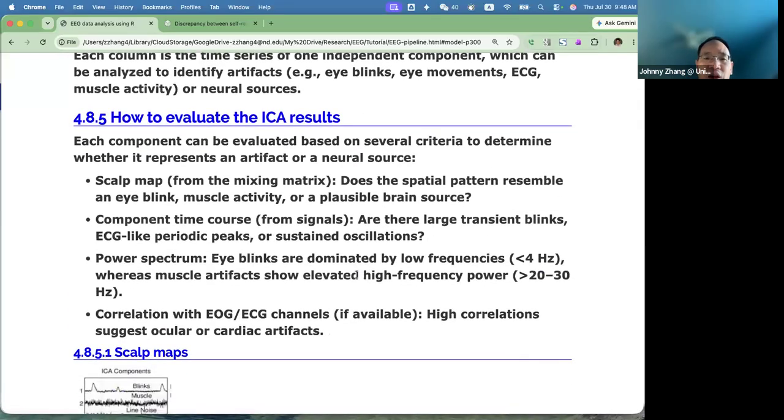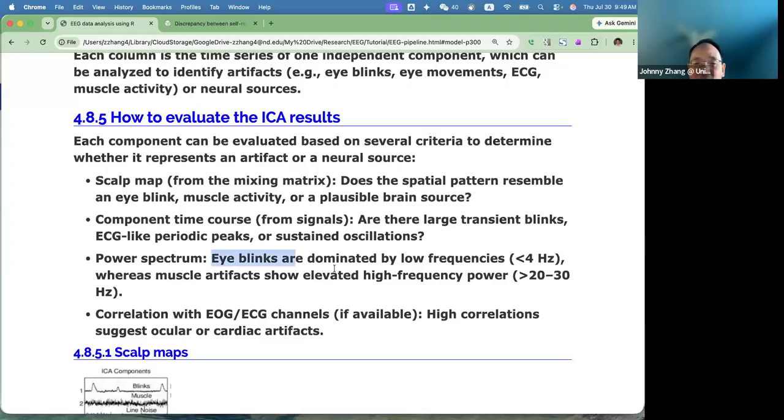So how do we evaluate the ICA results to identify potential artifacts? One thing we can use is the scalp map as a visualization method to identify artifacts. We can also use a time series plot, also called a time course plot, and we can also use power spectral density.